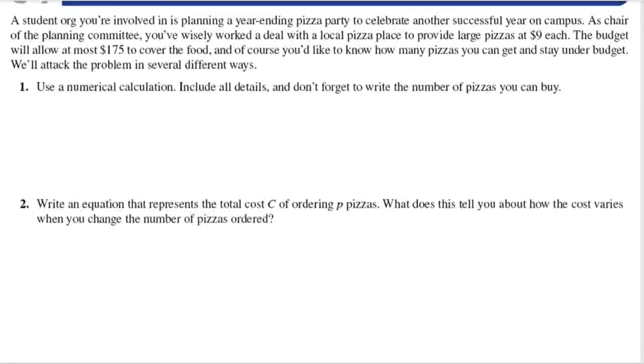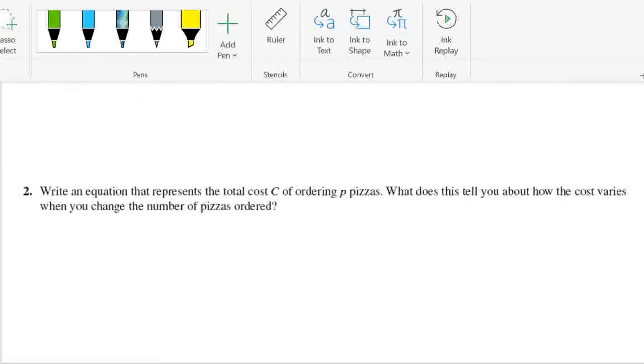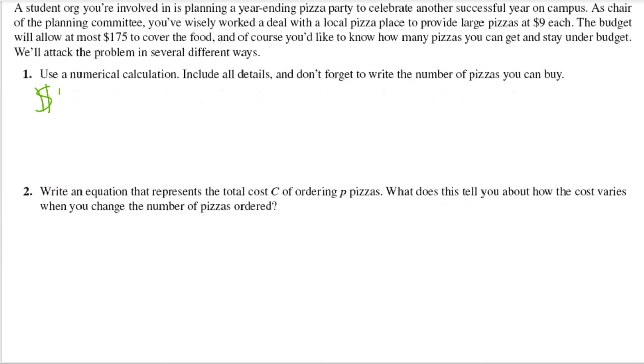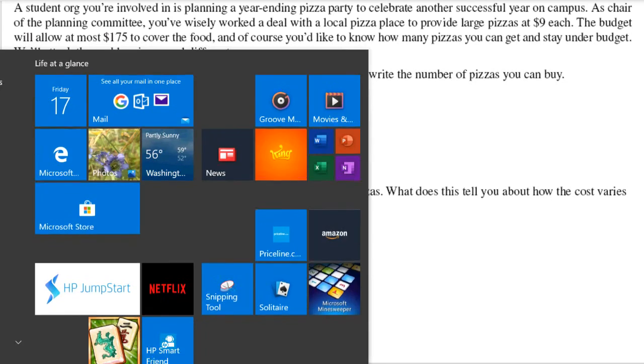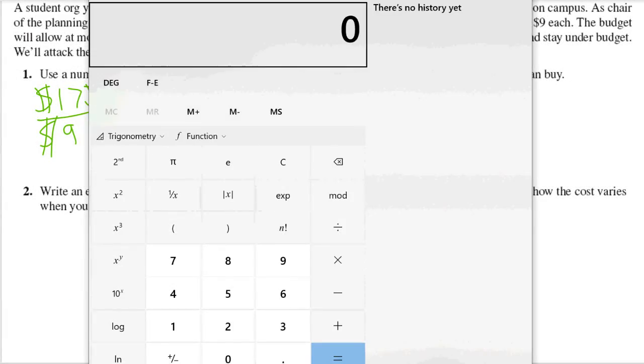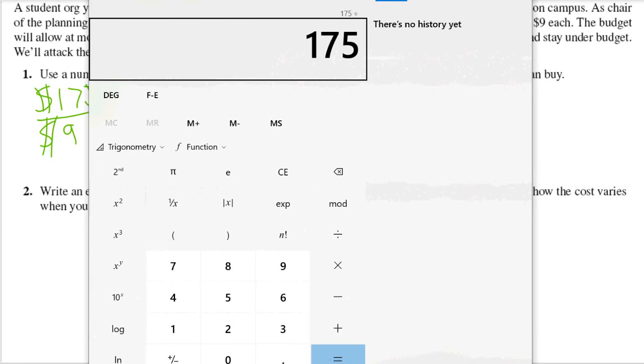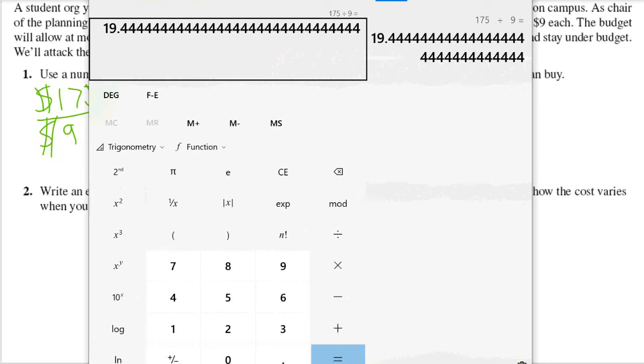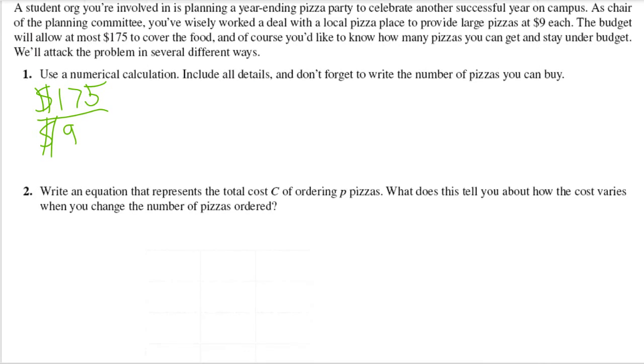So use a numerical calculation, include all details, and don't forget to write the number of pizzas you can buy. So most of us are going to say, well, I need to see how many times I can take $9 out of 175. So I'm going to take 175 divided by 9. And I'm immediately going to go to the calculator for that one. So 175 divided by 9 gives me 19.44. And I'm going to say that equals 19.44 pizzas. But really, I can buy 19 pizzas.